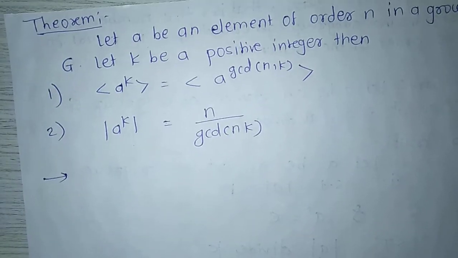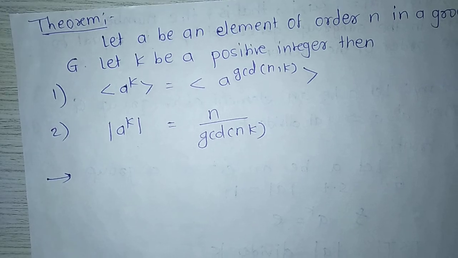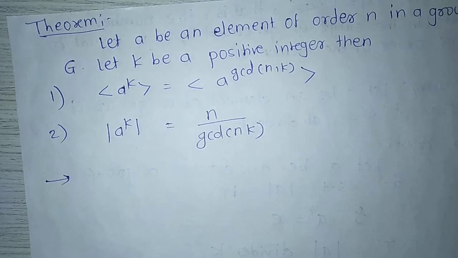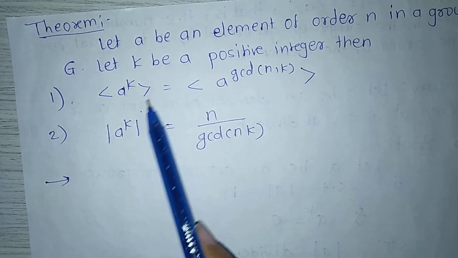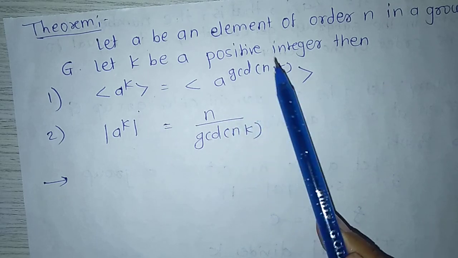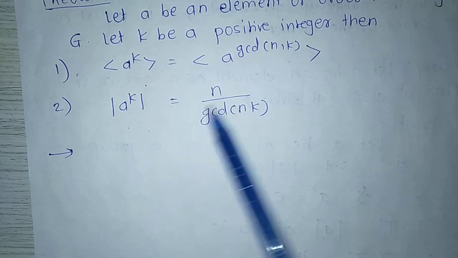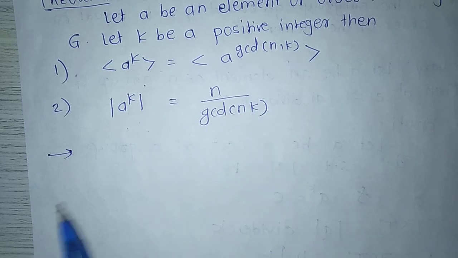Let a be an element of order n in a group G. Let k be a positive integer. Then first, the set generated by a raised to k equals the set generated by a raised to GCD of n, k. Second, the order of a raised to k equals n upon GCD of n, k.